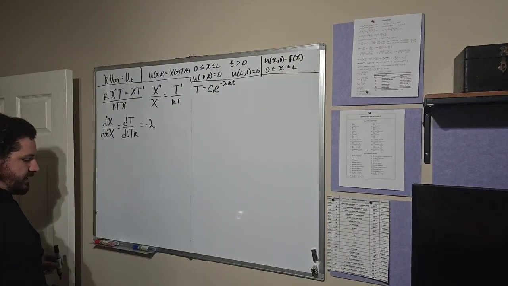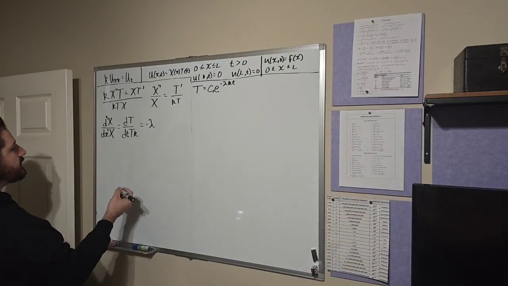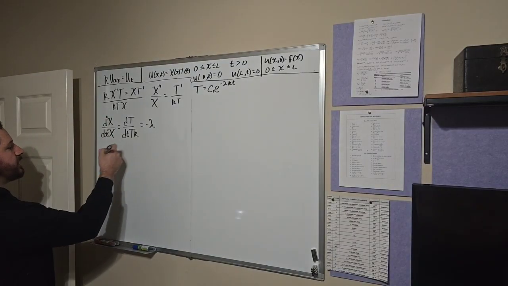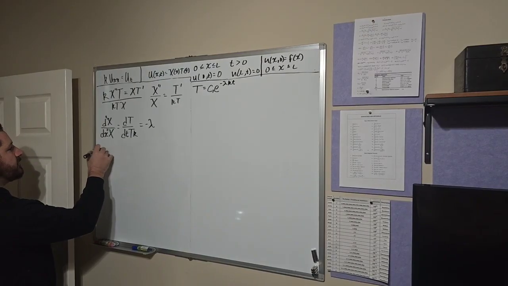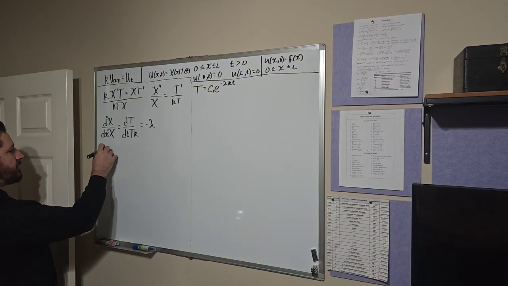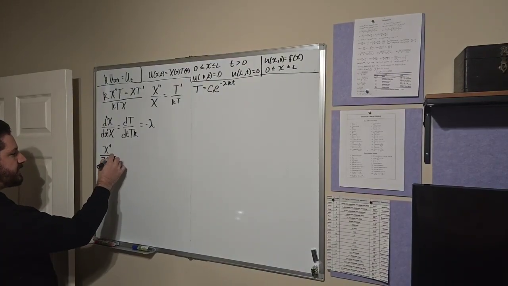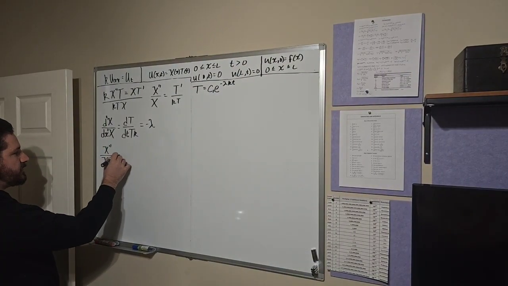Now, the next one's a little more challenging. So here we're going to take this second order differential equation equal to this negative lambda. For this case, I'm going to go back to our prime notation just because it's a little cleaner. But it's still the same thing that I'm doing. So I have this is all equal to negative lambda.